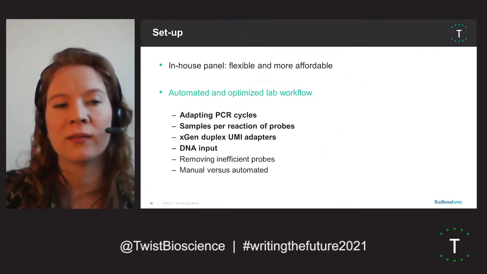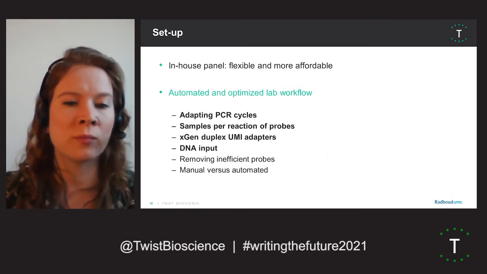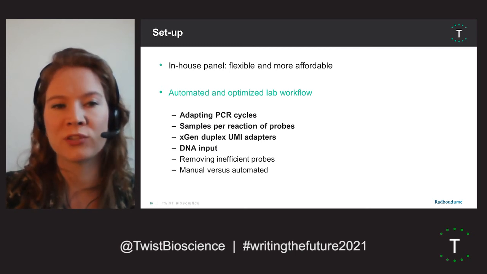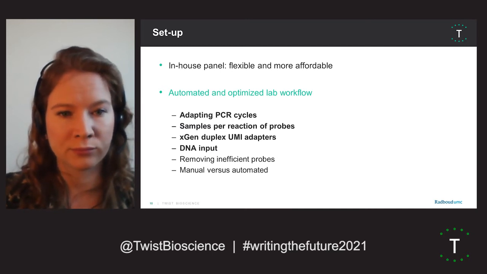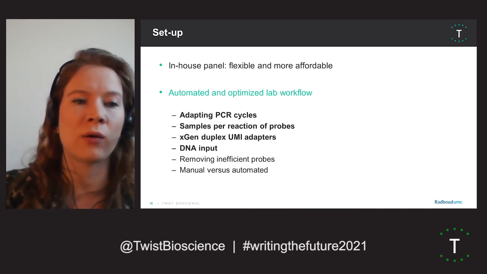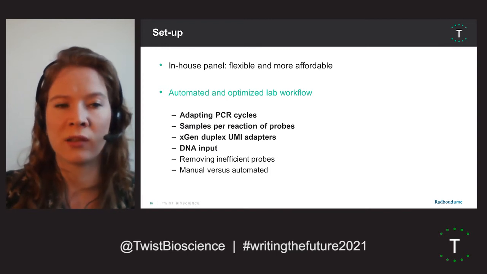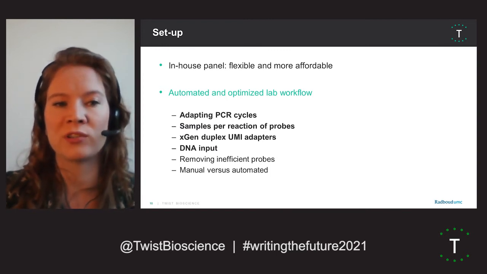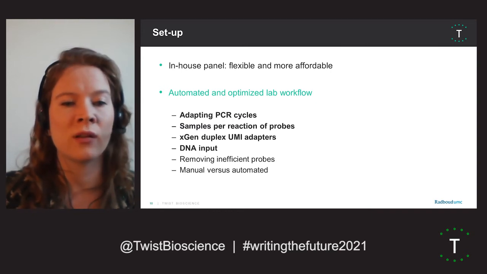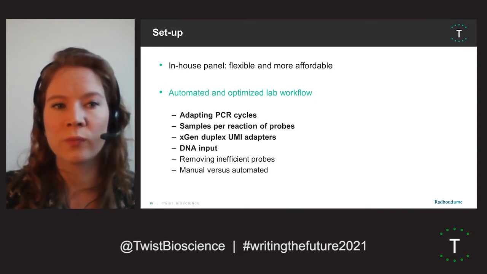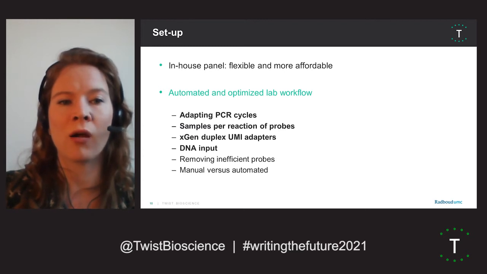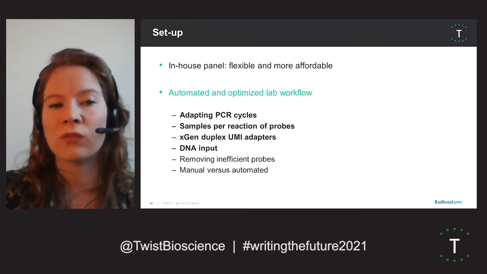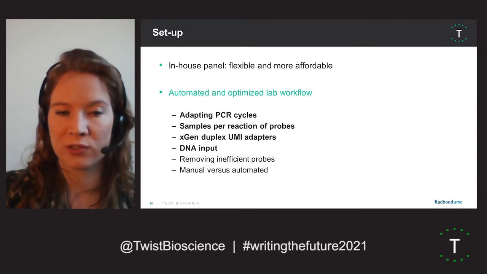Moving on to automated and optimized workflow. We fully automate this on a robot, so library preparation and enrichment is done by a robot and not manually. We've added a couple of steps in here that we performed, including adapting the PCR cycles that are used in the pre-PCR, the number of samples that we use per reaction of probes, if we could optimize our UMI adapters, the DNA input we use, removing, for example, probes that are inefficiently performing, or checking if a manual versus an automated approach makes a difference.